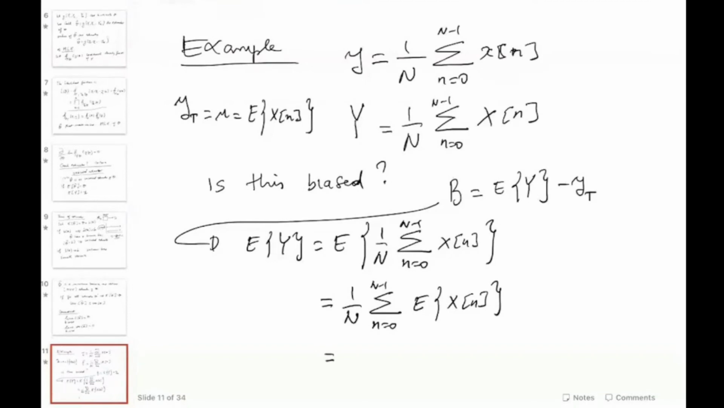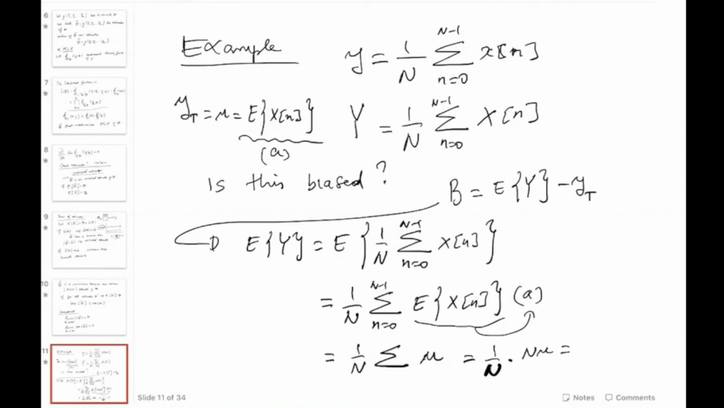So this means we have 1 over n, and then sum. We already know that the expected value of xn is equal to mu, and summing this will give us 1 over n times n mu, which is equal to mu. So the expected value of our estimator is equal to mu, and therefore, when we take the bias, which will be mu minus mu, the bias is equal to 0. So the sample mean is actually an unbiased estimator of the true mean.